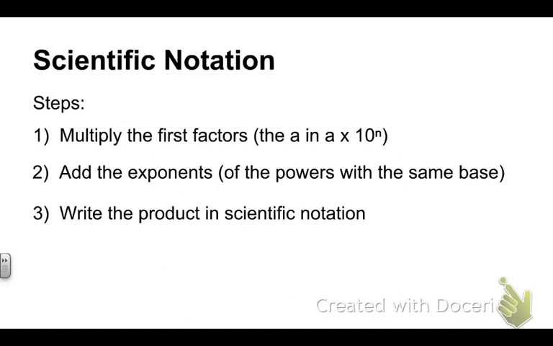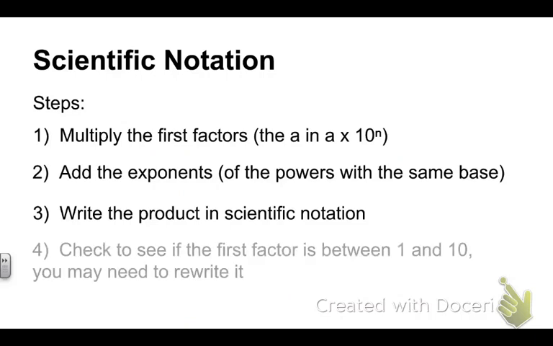Then the third step, write the product in scientific notation. All right? However, you might not be done here. That last step, you've got to check and see if that first factor is between 1 and 10. If it's between 1 and 10, then you're done. You're good. You don't need to do anything. However, if it's over 10, if it's a bigger number than 10, then you need to rewrite it in scientific notation. We'll be doing example problems like that tomorrow.